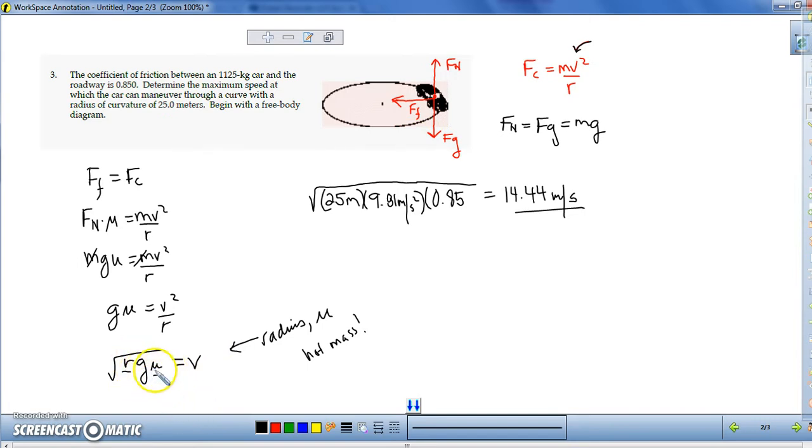Now I didn't mention the gravitational acceleration, because that's the same on the planet. So if we went to a different planet, this would change. But that's it. That's it for that problem.